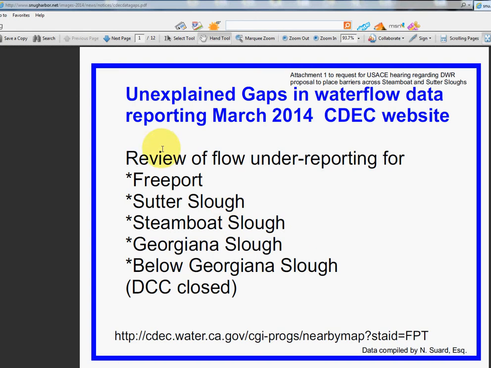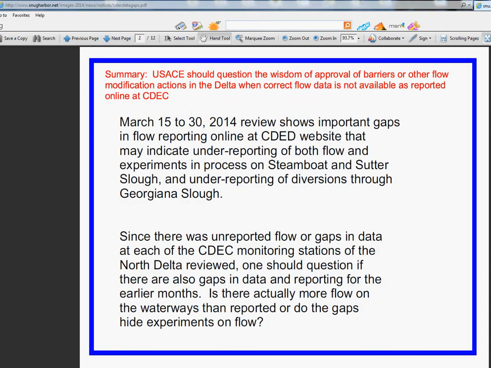And I went through and looked at Freeport, Sutter Slough, Steamboat Slough, Georgiana Slough, and below Georgiana, because the Delta Cross Channel is closed right now, indefinitely, or until further notice. So, in summary, I did this because the U.S. Army Corps of Engineers was looking at the barriers issue, and of course I object to it. It would be a huge impact on Steamboat Slough, and they don't even know what flow the water is really flowing at because of these data gaps. So how can they make informed decisions when all they're given is false information?